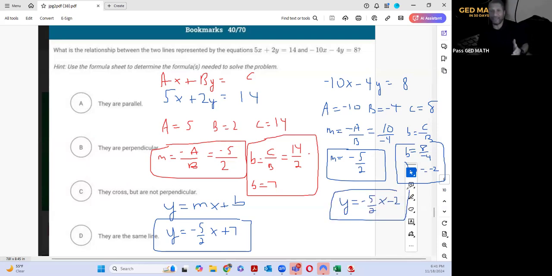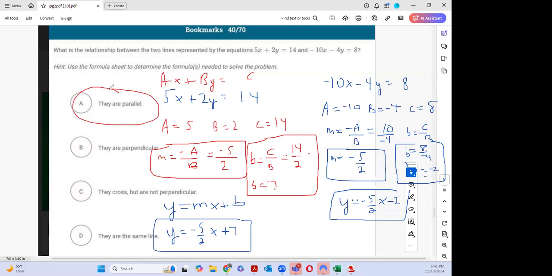These are not the same line, because if they were the same line, they would both have the same equation. But they do have the same slopes. Both of them have a slope of negative 5 halves. Does everybody understand that? What types of lines have the same slope? Parallel. Okay. There you go.